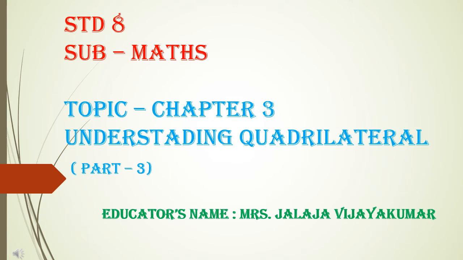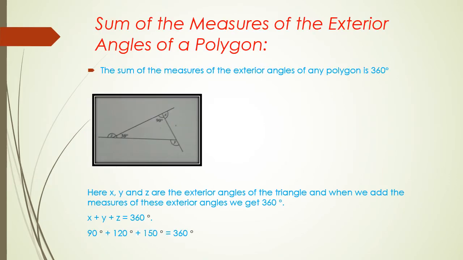Hello children, in this session we will do exercise 3.2, which is based on exterior angles of a polygon. The sum of the measures of the exterior angles of a polygon. Children, for any polygon, whether it is a triangle, quadrilateral, pentagon, hexagon, whatever it may be, the total measure of all the exterior angles of the polygon is 360 degrees.